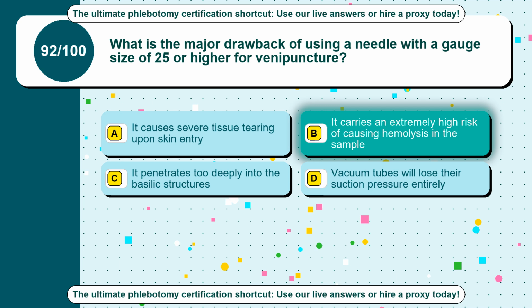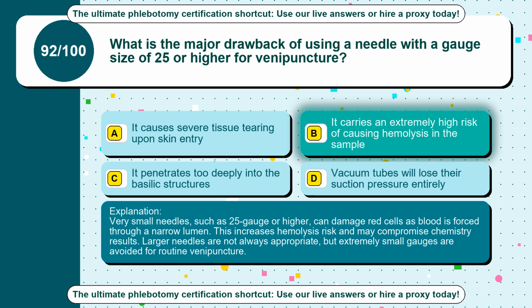It carries an extremely high risk of causing hemolysis in the sample. Very small needles, such as 25 gauge or higher, can damage red cells as blood is forced through a narrow lumen. This increases hemolysis risk and may compromise chemistry results. Larger needles are not always appropriate, but extremely small gauges are avoided for routine venipuncture.